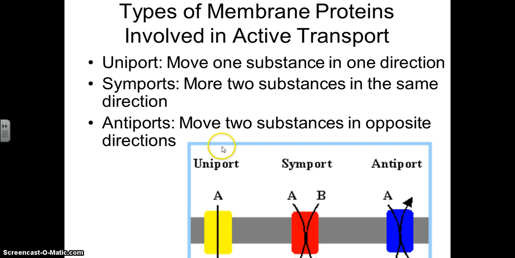You do not need to memorize them, but there are some proteins that allow movement in only one direction. Those are called uniports. There are certain proteins that allow two things to move through the protein in the same direction, like substance A and substance B. These are going to be used in something called co-transport, which we'll see in a second. And then we have an antiport, which is a protein that allows two things to move in opposite directions from each other.